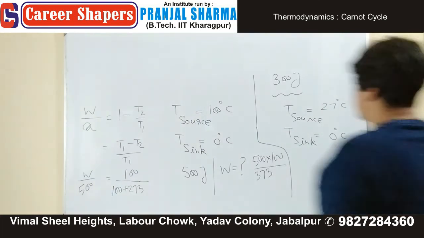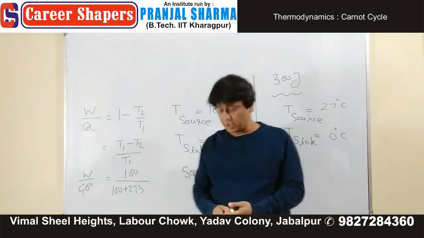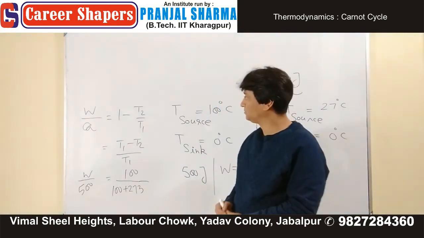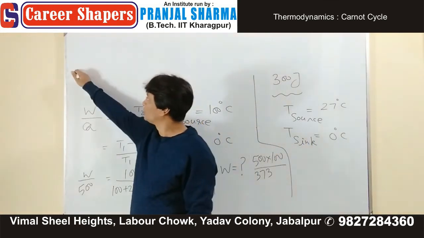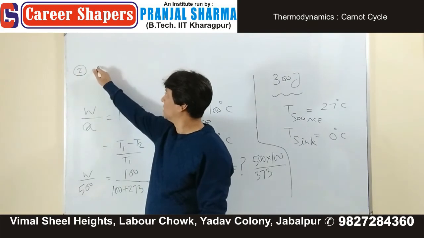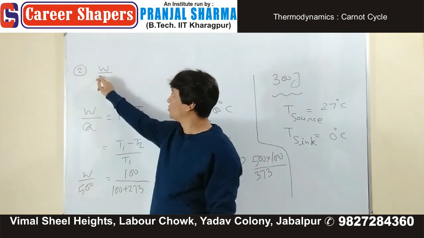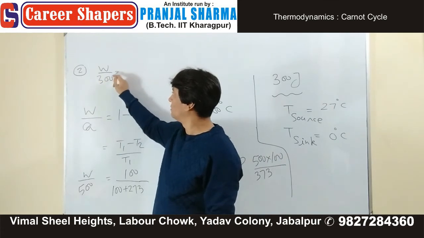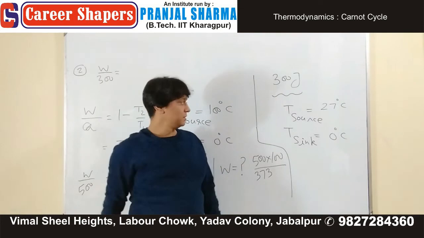Well, you guys are not careful. Again, not able to produce a correct answer, although everything is in front of you. So the second question, W upon Q. How much energy is given? 300 joules is given.